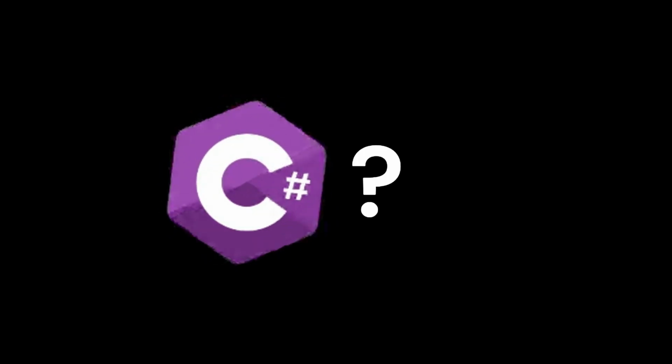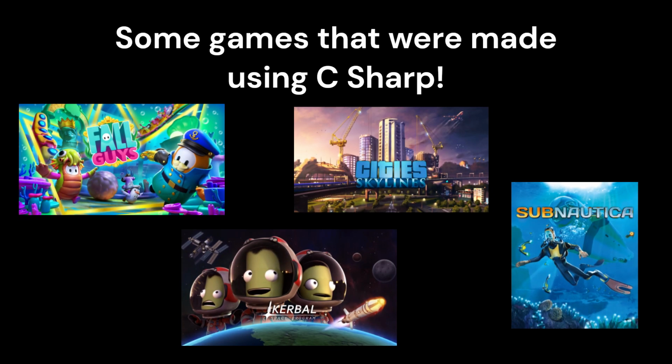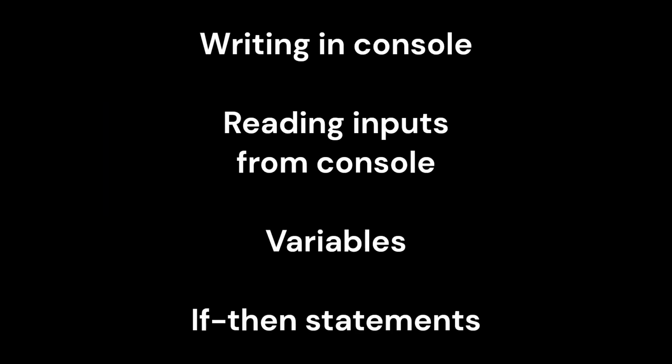To start, what is C#? C# is an object-oriented programming language used by many people around the world. It is used in things such as game design and web development. In this video, you will learn some of the basics of this language.